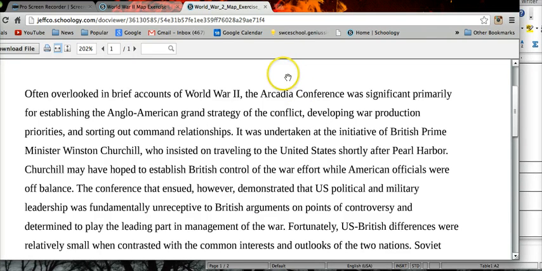But Great Britain felt like they should lead the military effort because they had more experience. They had been in the war already for 2 years before the United States joined in 1941. So the war had been going on since 1939 with Germany before Pearl Harbor happened in 41 and the United States entered. So that's what this reading is talking about.